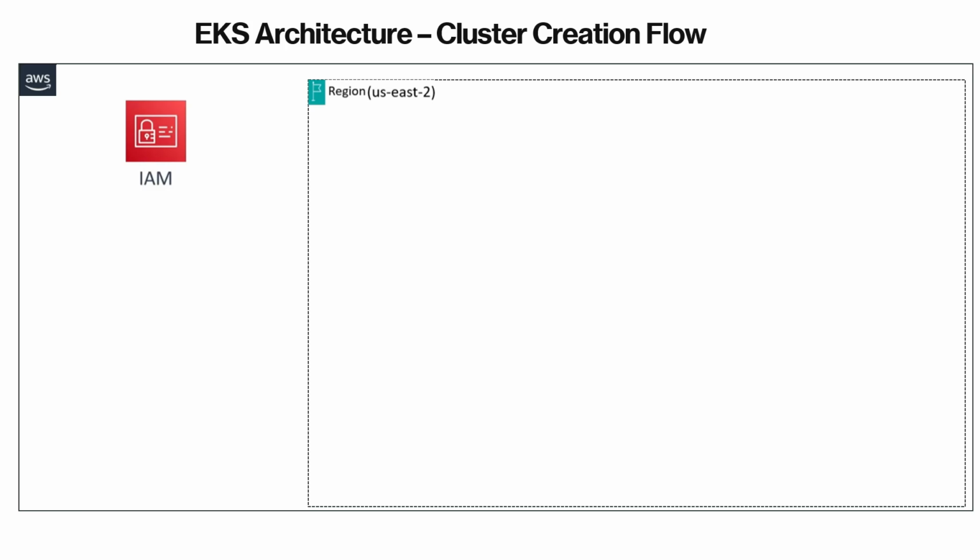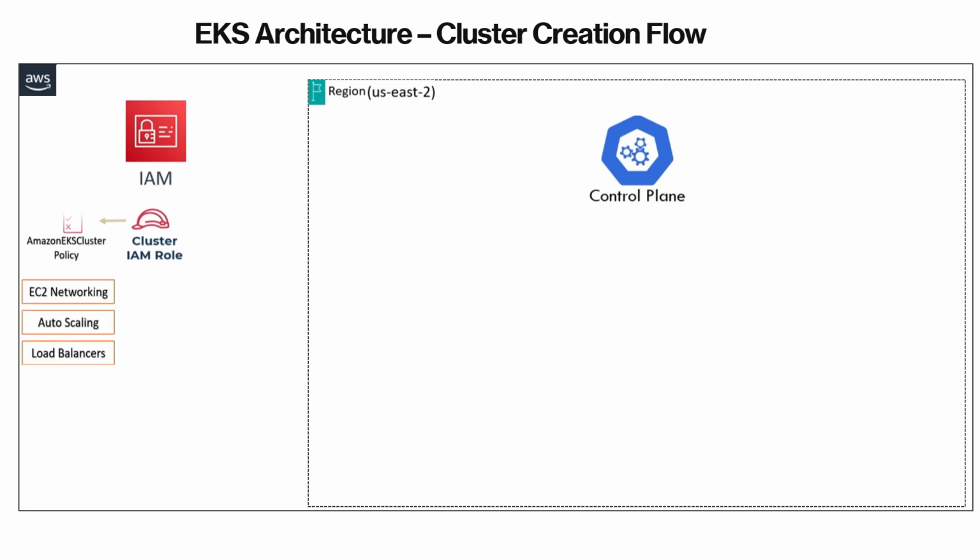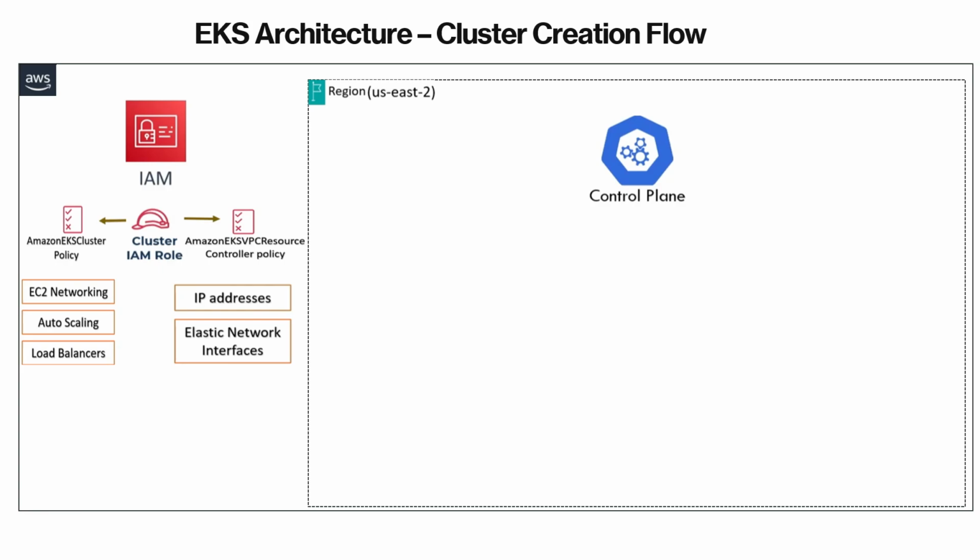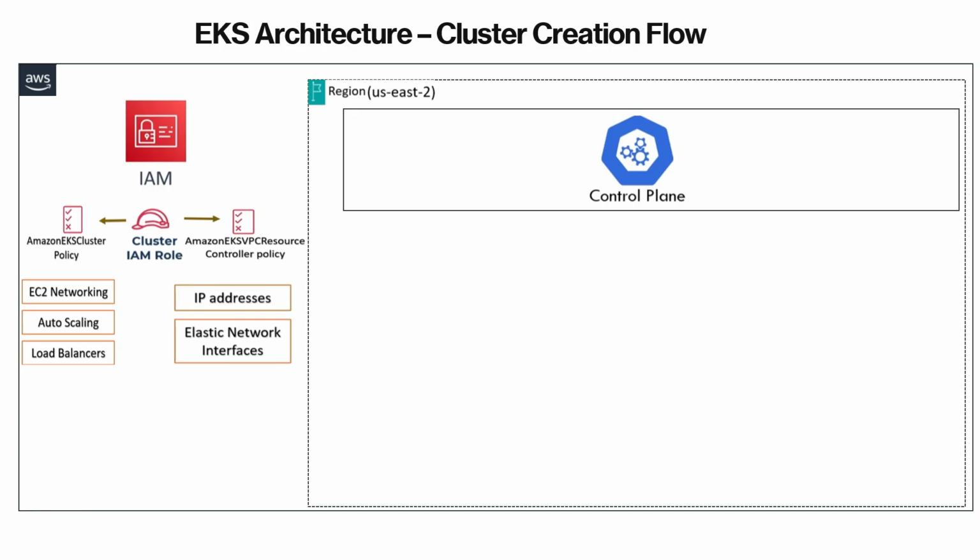When an EKS cluster is created, the Kubernetes control plane requires permissions to interact with AWS services. To enable this, we will assign a cluster IAM role during setup. This role must include the Amazon EKS cluster policy, which grants the control plane the necessary permissions to manage EC2 networking, auto-scaling, load balancers, and related resources on your behalf. Optionally, we will also attach the Amazon VPC resource controller policy to allow EKS to automatically manage networking resources like IP addresses and elastic network interfaces. We will be using both of these policies for the role in our demo.